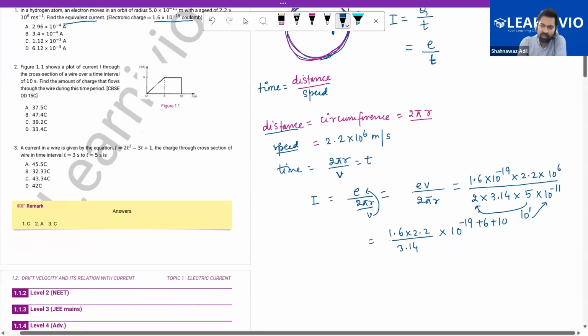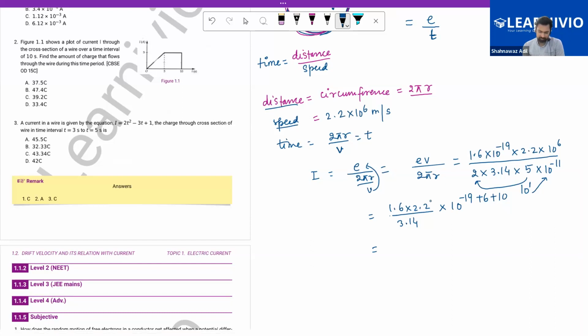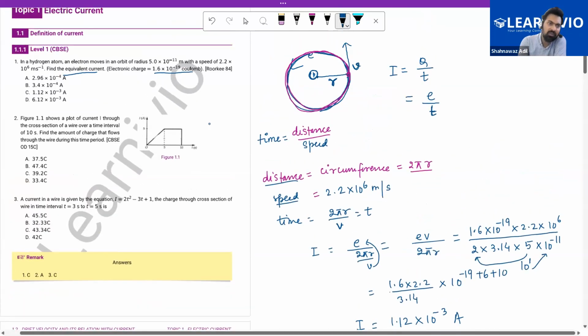So if we solve this, how much is this? Let me just use the calculator. 1.6 into 2.2 divided by 3.14, so that is 1.12 into 10 to the power minus 19, and this is 16. So minus 3, right? Ampere. So this would be the answer. Is it clear? 1.12 into 10 to the power minus 3 ampere.